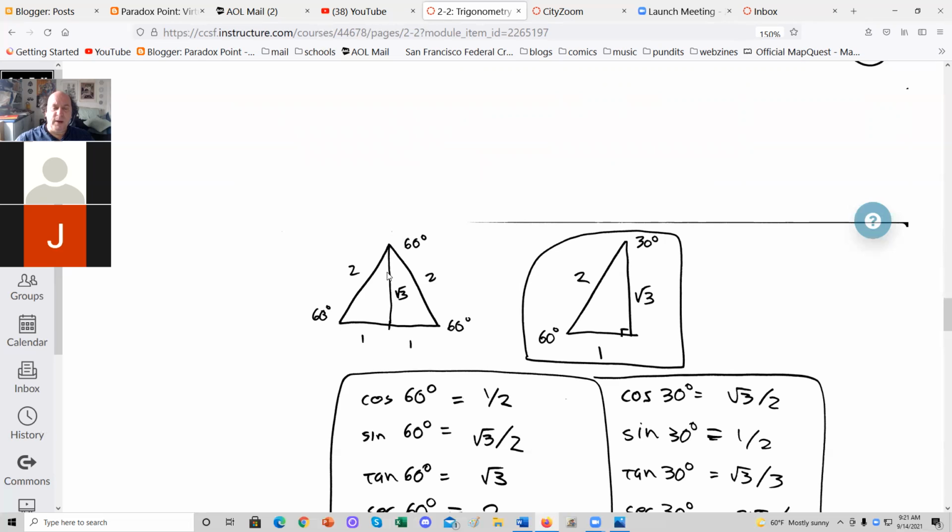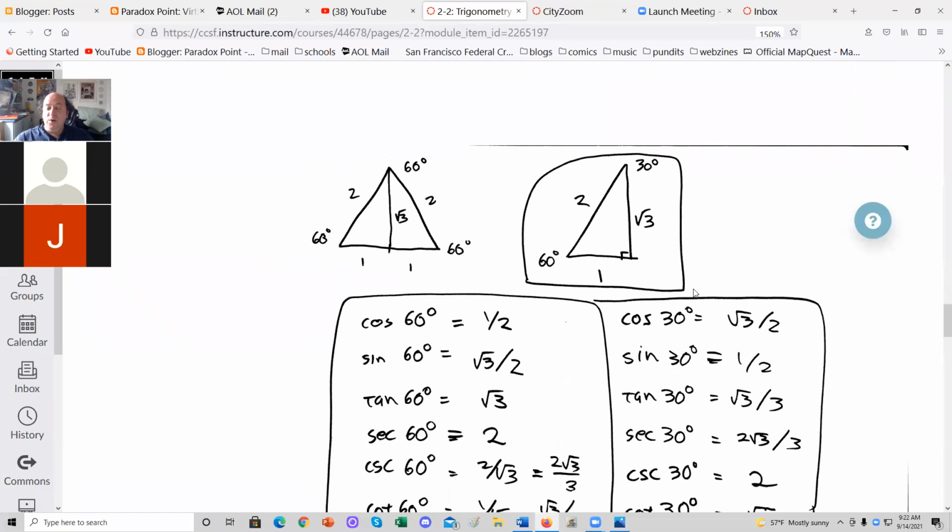You drop this perpendicular, splitting this side into 1 and 1, and this is a right angle. You can figure from Pythagoras that this altitude is root 3. 1 squared plus root 3 squared is 1 plus 3 is 4, which is 2 squared. So we have the 30-60 triangle. This angle is 30 degrees, it's half of 60. So this is 30, this is 60, this is 90 degrees. Short side is 1, longest side is 2, medium side is root 3.